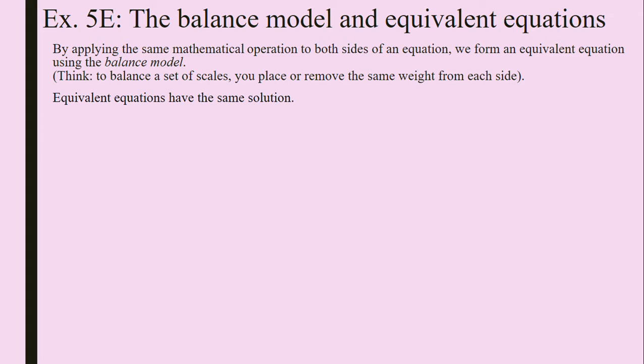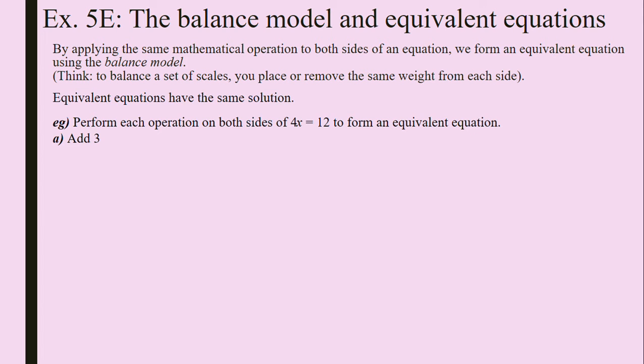What this means is that when you form an equivalent equation, your equation will have the same solution regardless of whether they are multiplied, divided, or you add or subtract the same number from both sides. Let's give it a go. So we've got an equation. We're going to perform each operation on both sides of 4x equals 12 to form an equivalent equation.